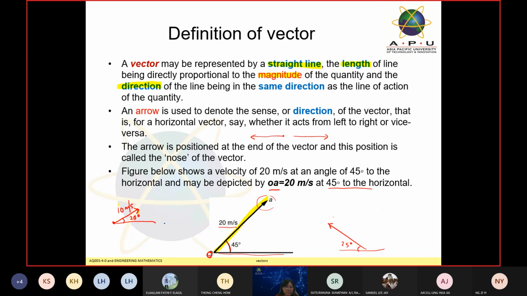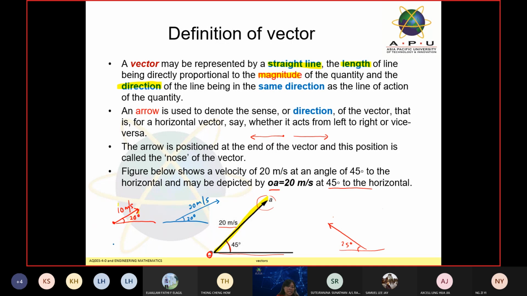Also the same direction. And let's say this length is double the first. So this one has a magnitude of 20 meters per second. When the length is double the earlier one, that means the magnitude will be double the earlier one as well.